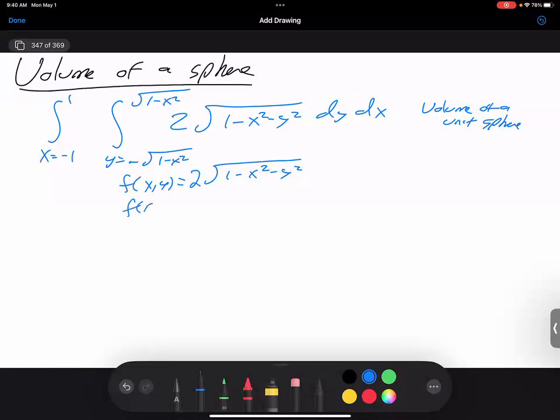What would f of r cosine theta, r sine theta be? So I need to replace x with r cosine theta. I need to replace y with r sine theta. And if you want, a nice way to view this is just 2 times the square root of 1 minus x squared plus y squared. So what would this become?